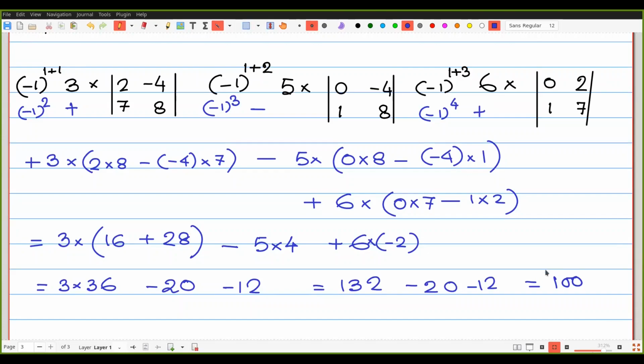That is how we can find the value of the determinant using any row or any column. Here we have used the first row only. So it will be 3 into 16 plus 28, sorry, that one will be 3 into 44. Already I know the value is 100, that's why I subtracted 32, but that is 44, right? Okay.